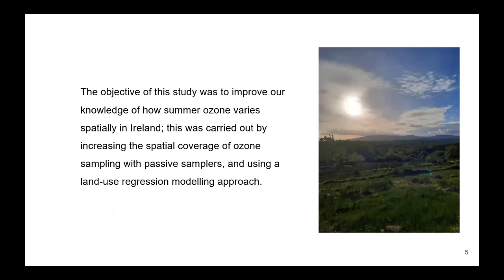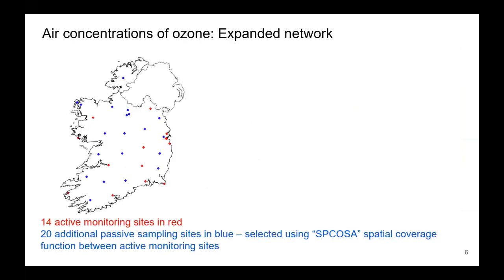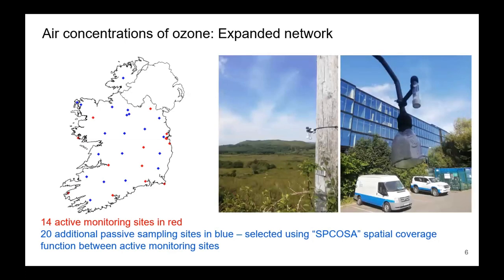So the objective of this study was to improve our knowledge of how ozone varies in Ireland. This is carried out by increasing the spatial coverage of ozone sampling with passive samplers and using a land use regression analysis approach. So firstly, increasing the spatial coverage. It was 14 active sites. We added an additional 20, which were evenly spaced in between these. Sites were selected using a spatial coverage function in R. So at each location, we deployed samplers for 4 weeks, 3 times for June, July, and August in summer 2022.